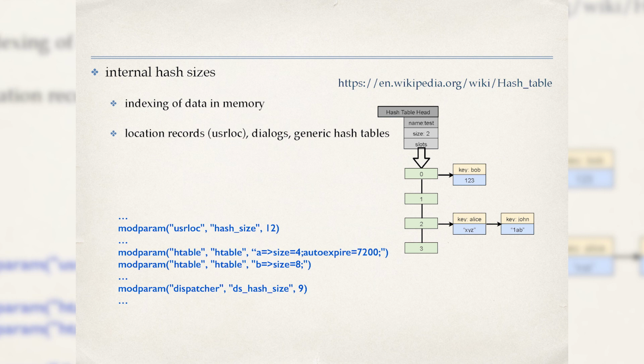Internal hash sizes. If you don't know what a hash table is, I do recommend Wikipedia. It has a really nice article about that. It's used for indexes, and it's used by database systems as well, so it's not something that we invented. And it's practically a list of lists. As you have more lists, then it's faster to search.